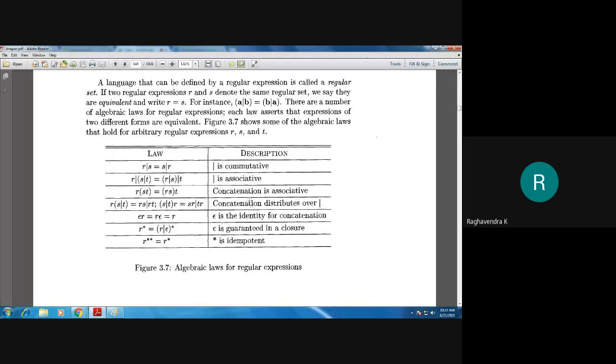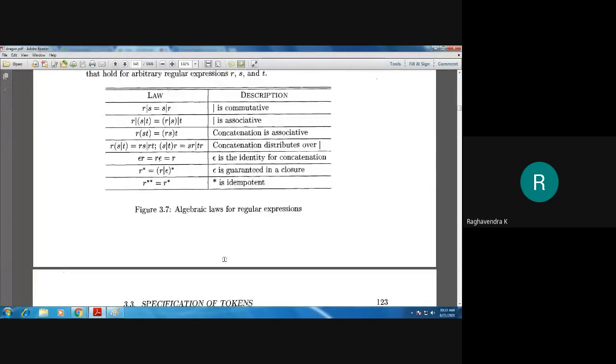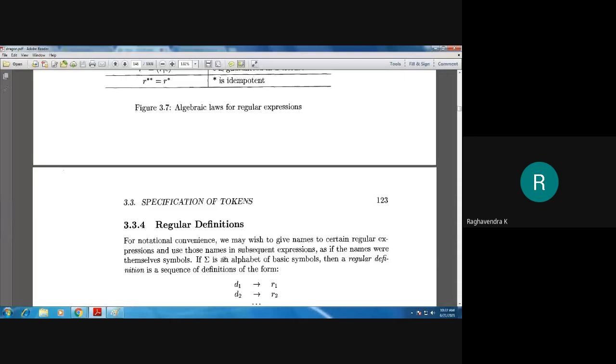And concatenation distributes over |. Of course, you can verify this with a few examples. Epsilon, if you concatenate on both sides, doesn't have any effect, so it is the identity property. R* is equal to (R|epsilon)*, so epsilon is guaranteed in a closure. When I put a star, obviously epsilon should be there. Then R** is equal to R*, so you can't have two stars; it is equivalent to one. R* is idempotent. So these are some of the algebraic laws for regular expressions.